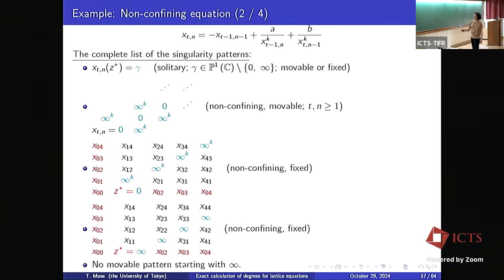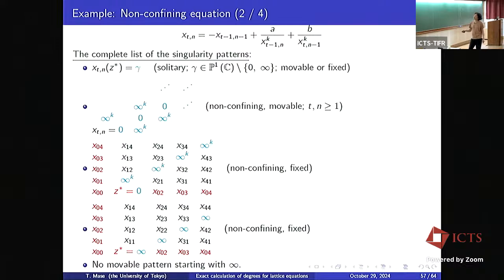So this is the list of singularity patterns. Of course, calculating this is the interesting part of my research, but I don't have much time to explain. If you use the theorems and propositions, you can calculate this rigorously, even without any knowledge of this equation. So this is a solitary pattern. Gamma is non-zero, non-infinity. And this is a non-confining movable pattern. This pattern used to be confining in the even k case. But this is not confining anymore.